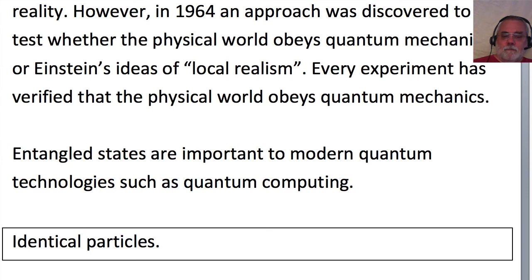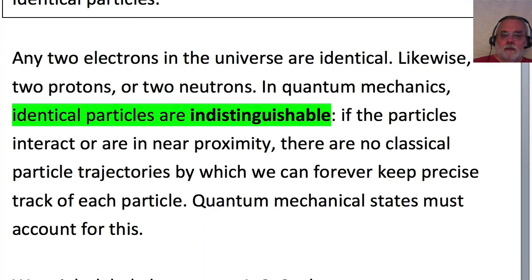Identical particles. Any two electrons in the universe are identical. Likewise, any two protons in the universe are identical. Any two neutrons are identical. In quantum mechanics, identical particles are indistinguishable. If the particles interact or are in near proximity, there are no classical particle trajectories by which we can forever keep precise track of each particle. Quantum mechanical states must account for this.